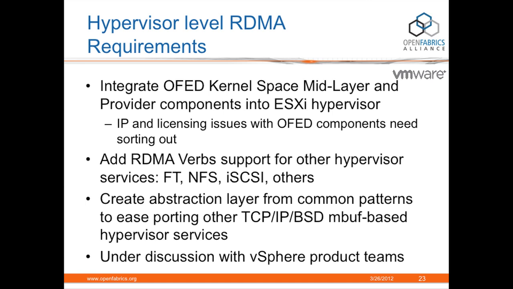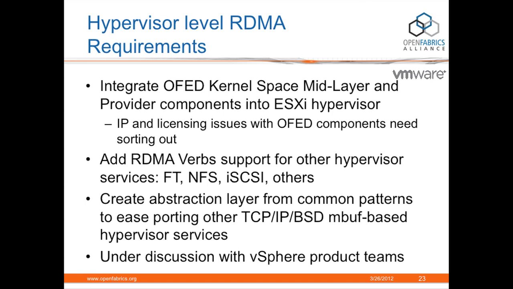So here are the requirements of what it would take to eventually ship RDMA capability in a hypervisor. You need pieces of the OFED stack, specifically the kernel space components, the mid-layer and provider components in the ESXi hypervisor. And in doing so, we need to work out any IP legal licensing issues with OFED components because of integrating it with a proprietary VMkernel. We need to add RDMA verb support for other services like fault tolerance, NFS, iSCSI, and there's others we can't talk about at this time. Anything at the hypervisor level which has bulk data transport would easily benefit from RDMA.